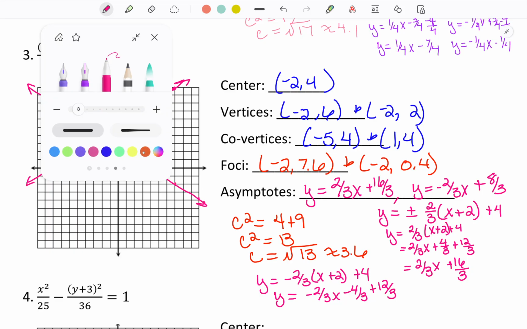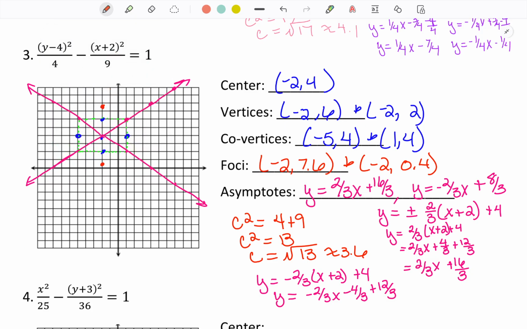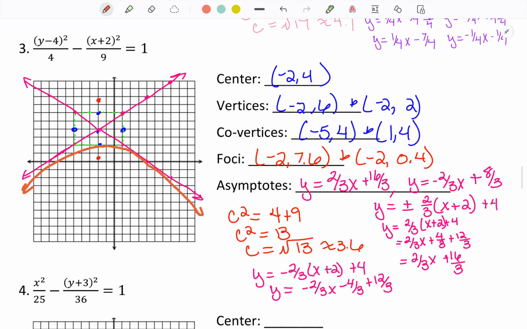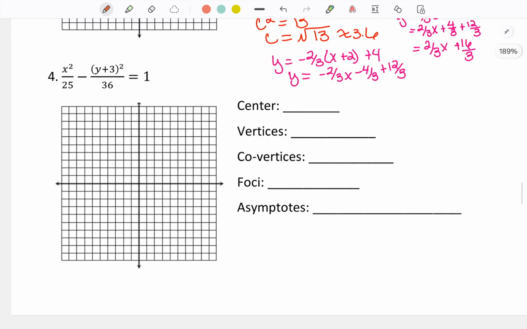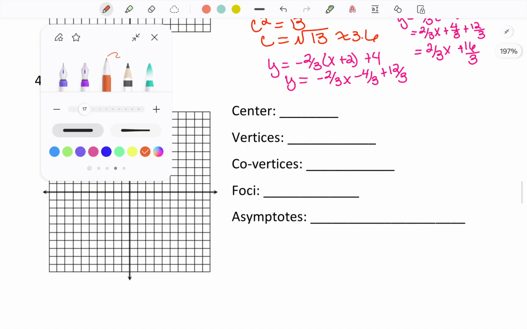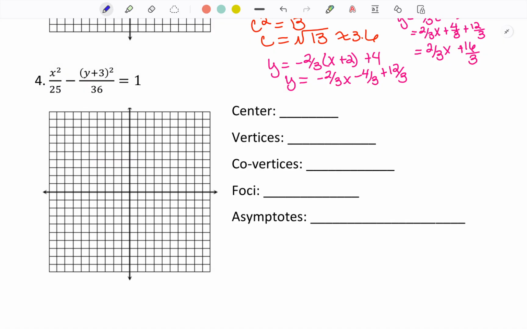And then we can go ahead and draw in our curves from the vertex, head towards our asymptote. And there we go. All right, so the number 4. Let's see if we can get through this one a little faster.